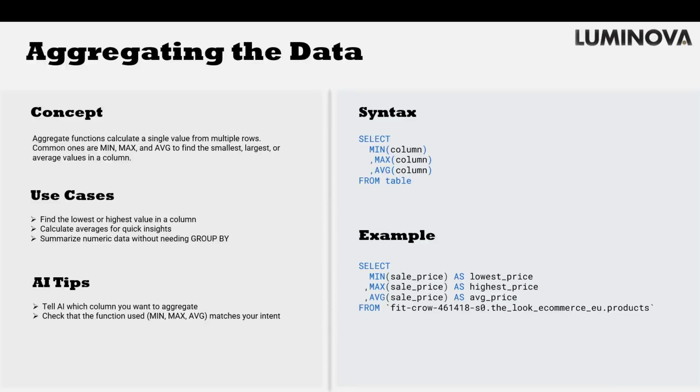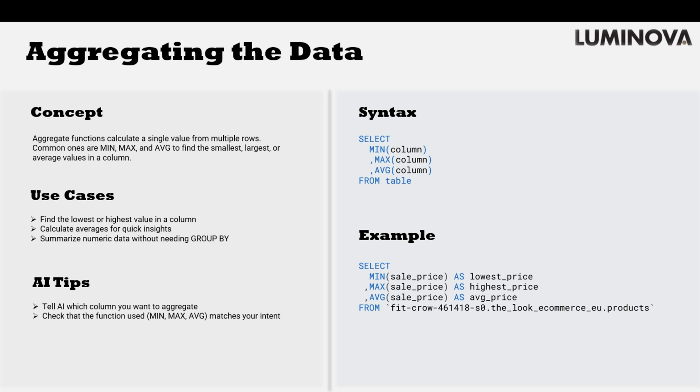In this lesson, we are going to look at how SQL can summarize data using aggregate functions. Instead of returning every single row, aggregate functions calculate a single value based on multiple rows. This makes it easy to quickly answer questions like, what is the smallest value, what is the largest value, or what is the average value in a column.